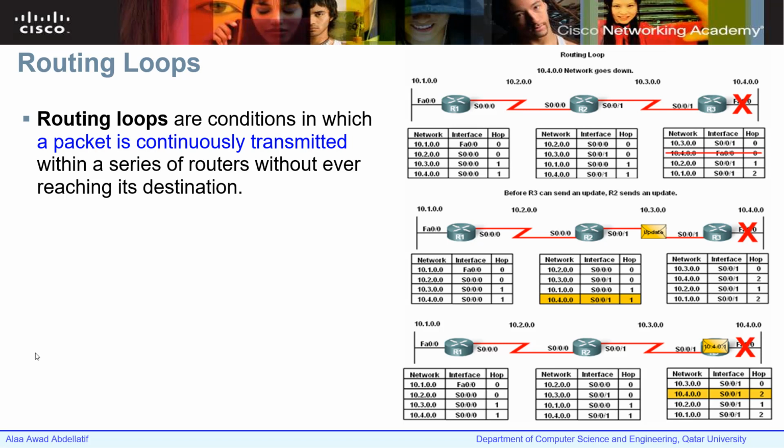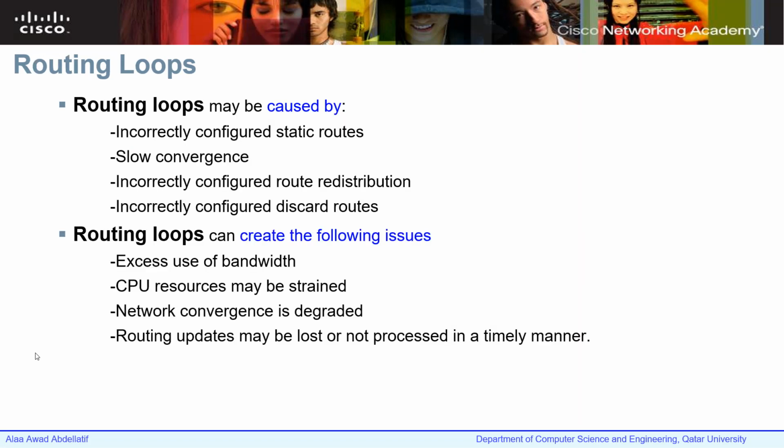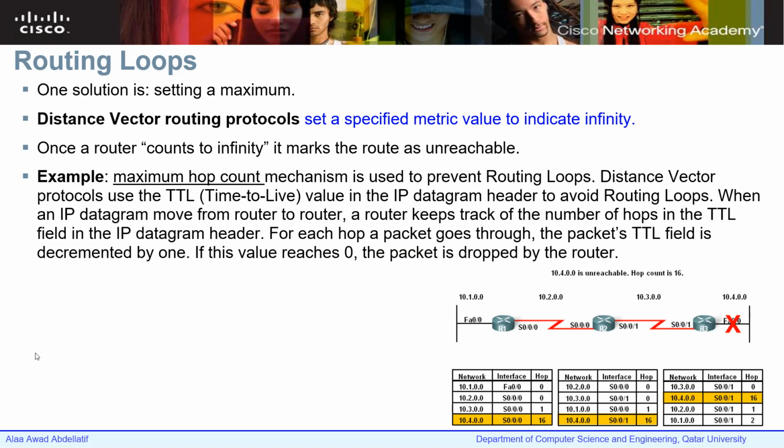For example, if you have one link unreachable and this update is delayed in being sent to R2, R2 will still have this route and consider it reachable and will send back to R3 that this route is still reachable while it's already removed or unreachable. So due to the delay and due to periodic updates, we may have some routing loops. And we discussed different reasons for routing loops and the effect of routing loops.